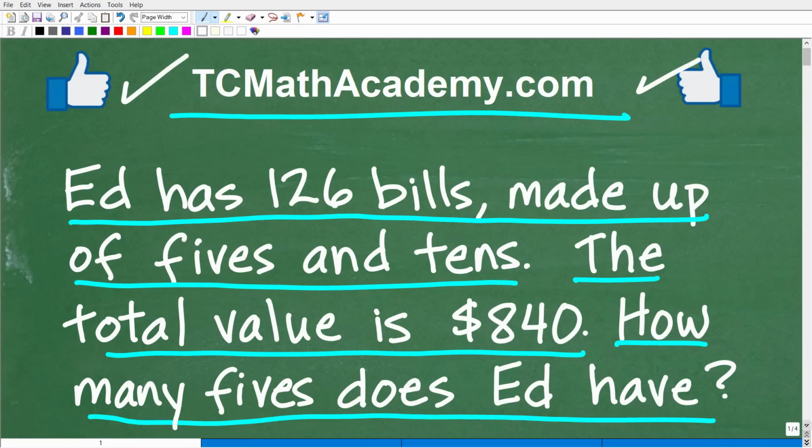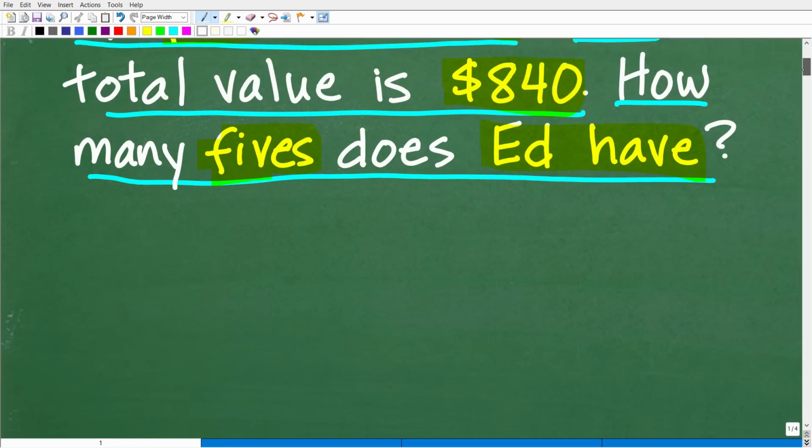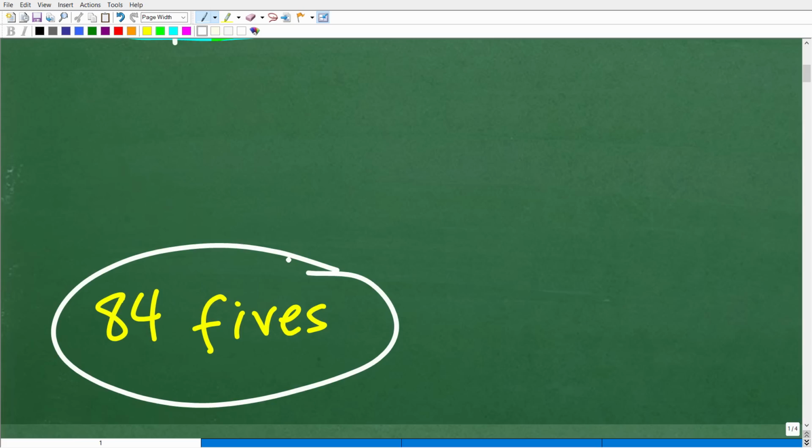All right, so just one more time. Let's make sure we have a basic sense of the question. So Ed has 126 bills, right? He has a lot of cash here, made up of fives and tens. And of course, the total amount of all this cash is $840. What is the question? Well, we're looking for how many $5 bills does Ed have? And the correct answer is the following. He has 84 fives. Okay, so how'd you do?